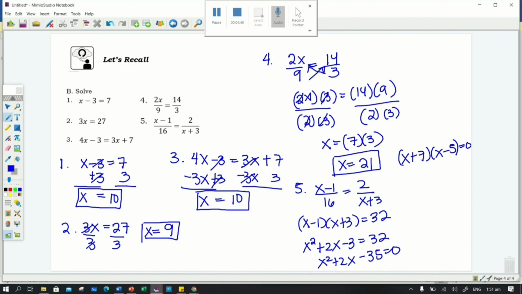Then we apply the zero product property. We have x plus 7 is equal to 0 and x minus 5 is equal to 0. Then we have now x is equal to negative 7 and the other factor is x is equal to positive 5. So these are the solutions for question number 5.